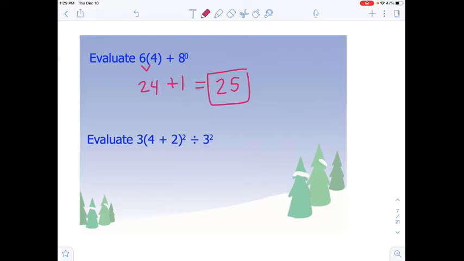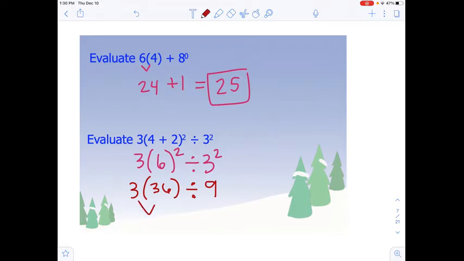The next one, 3 times (4 plus 2) to the second power divided by 3 squared. Well, remember, P, parentheses first. So 4 plus 2 is 6. And then my next thing is exponents. So I'm going to take 3 times 6 squared. 6 times 6 would be 36. Divided by, and then that's another exponent, 3 squared, 3 times 3, 9. Don't make the mistake of doing 6 times 2 and 3 times 2. That's not what that's telling us to do. It's telling us to take 6 two times, 6 times 6.